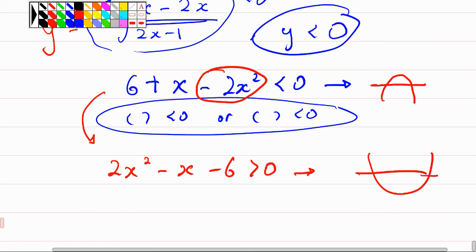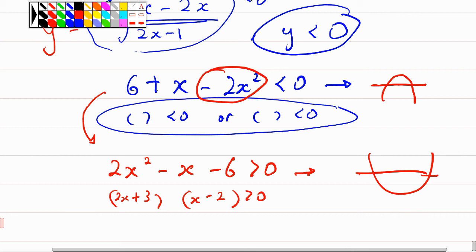Can you tell me what the two brackets are here? Tell me. 2x and 3. x and 2. Which one plus, which one minus? x minus 3. You got this?